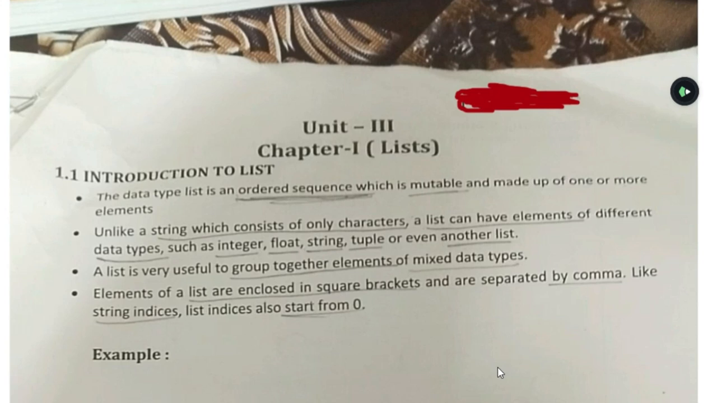Lists are a group of elements of mixed data types. What are the data types? Integer, float, string, tuple, or even another list. And list elements are enclosed in square brackets and they are separated by commas. Let's see an example, then you will understand it quickly.